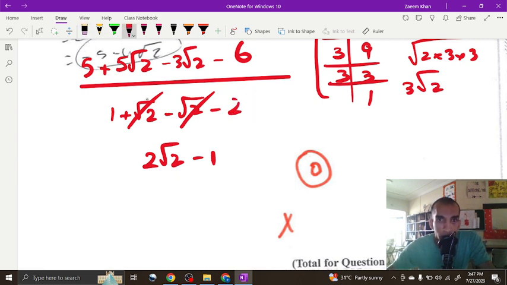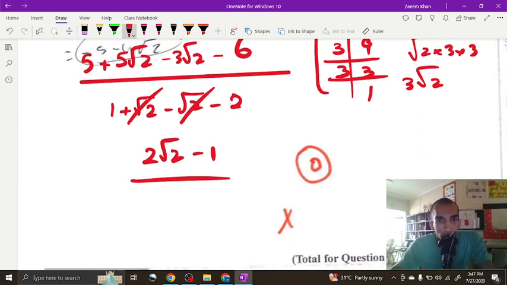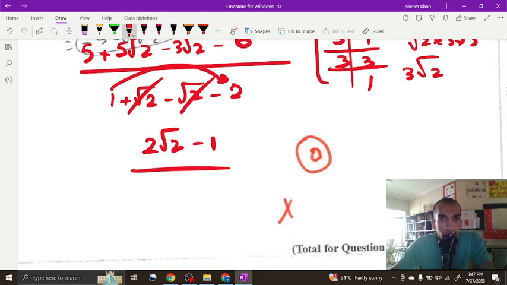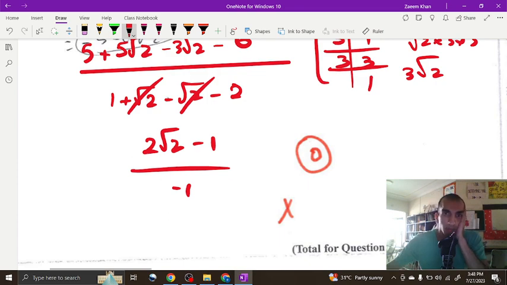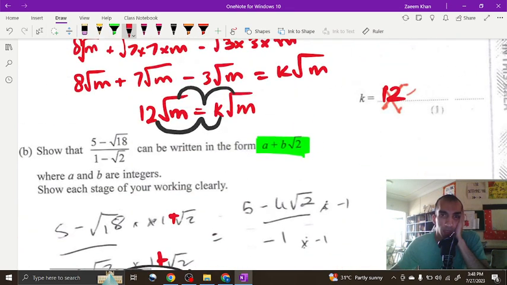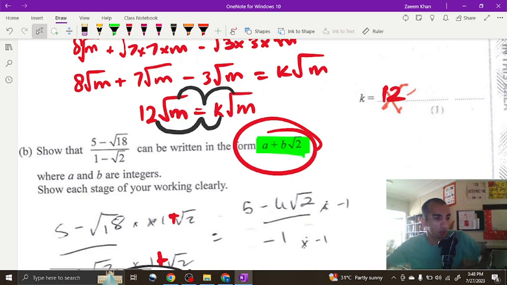You don't have to do this in the exam. You always write it in a new step. Now 1 minus 2 gives you? 1 take away 2. Minus 1. We're almost there. They're saying the answer should only look like this: a plus b square root of 2.